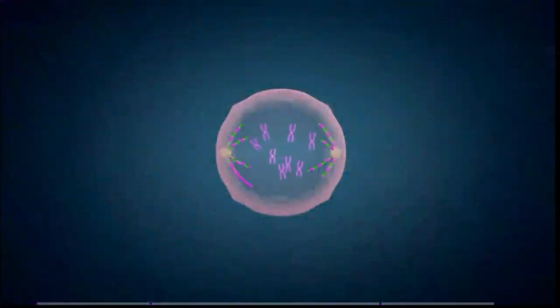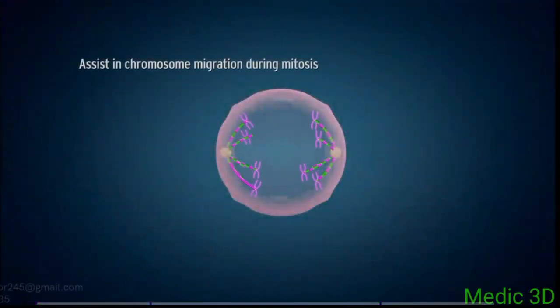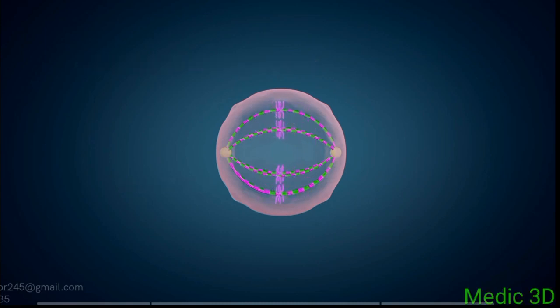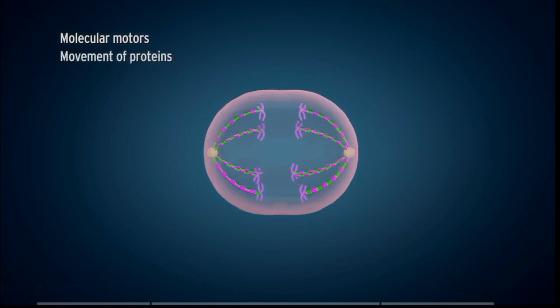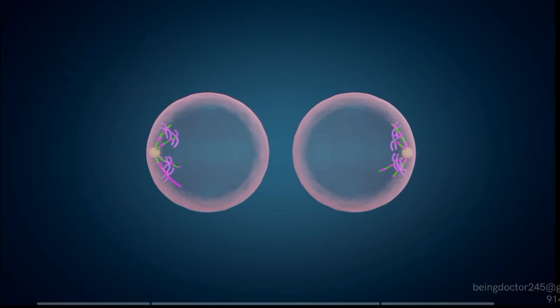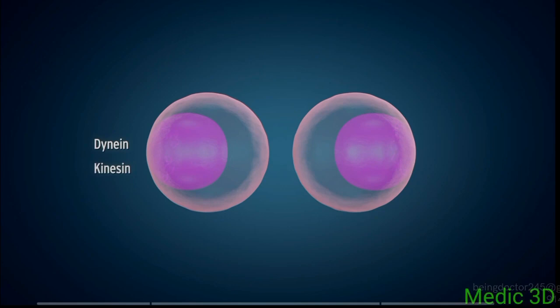The microtubules also assist in chromosome migration during mitosis by spindle formation. The molecular motors assist in the movement of proteins, organelles, and other cellular contents. The motor proteins, dynein and kinesin, utilize microtubules for the cytoskeleton movement. The interaction of these motor proteins with tubulin mediates the movement.